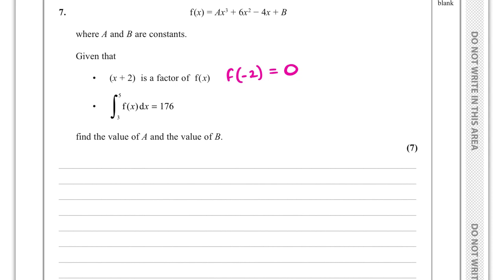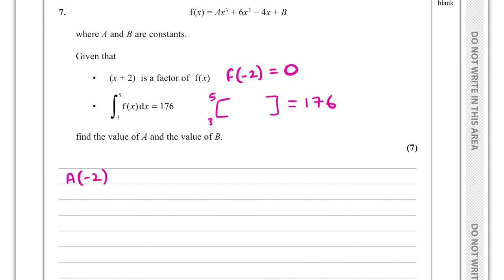It then says that the integral between 5 and 3 is 176. So again, when I integrate it and put in 5 and 3, I'm going to get 176. What we're going to do is work this out, and I'm going to have some simultaneous equations. Okay? So the first clue we were given was x is minus 2.